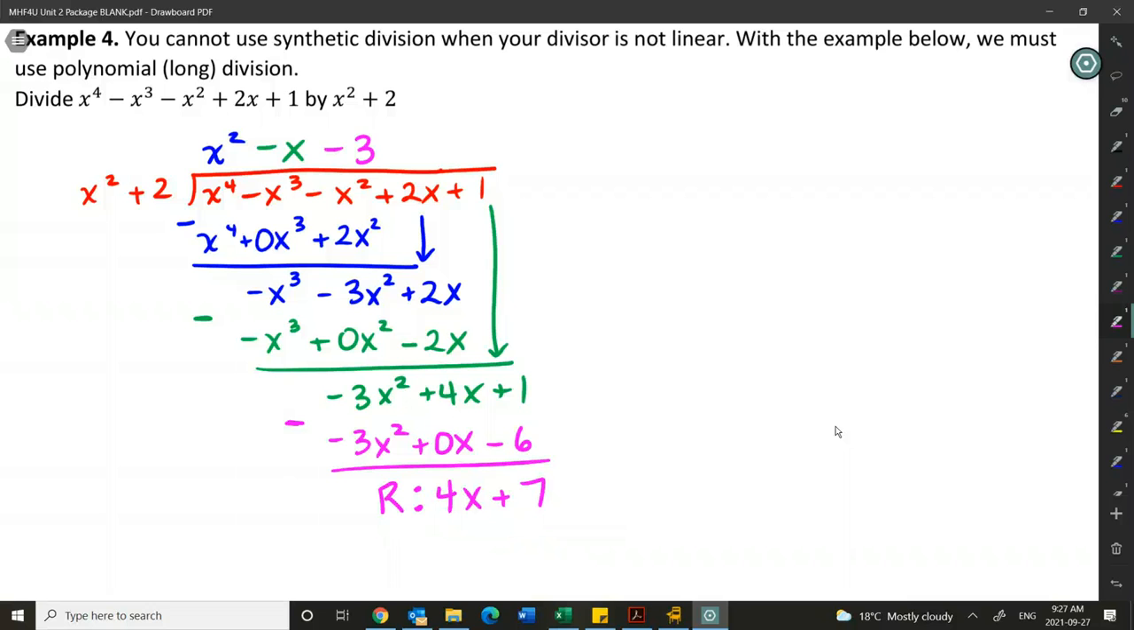Can I clarify anything here? Yes, Serena. When you say nonlinear, what does that even mean? So linear means degree 1. This is degree 2. That's a quadratic divisor. Has an exponent of 2 on the x rather than an exponent of 1 on the x.